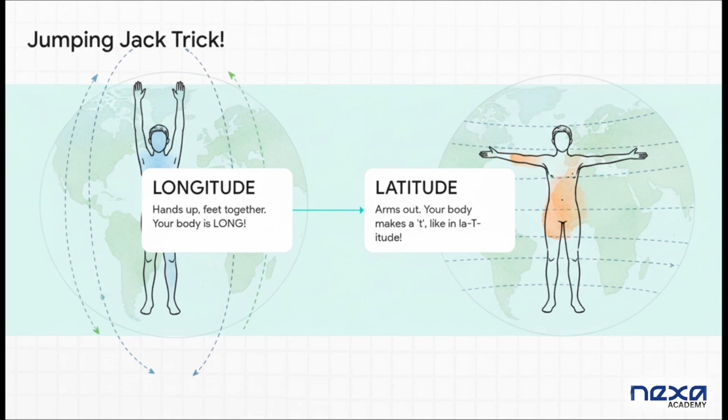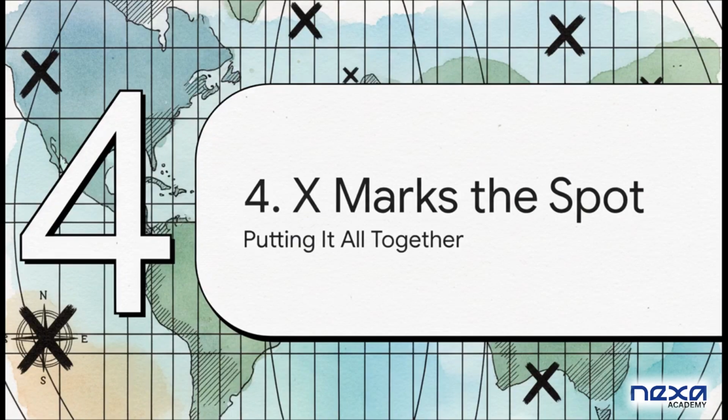No, really, stand up. First, for longitude, stand with your hands way up over your head and your feet together. See how your body is long and tall, just like a line of longitude? Now, do the second part of a jumping jack, arms out to the side. That's for latitude. Your arms are horizontal and your body makes a T shape for latitude. Longitude up and down, latitude side to side. Easy, right? All right, you've totally mastered latitude and longitude.